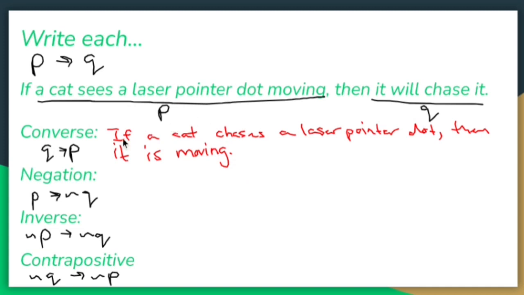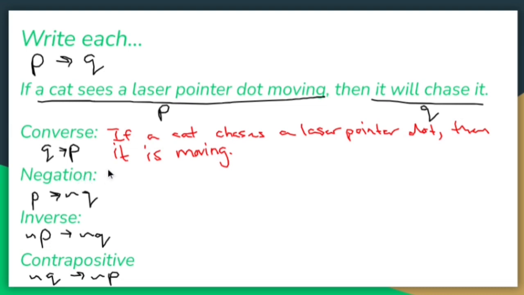So what you saw me do here is I moved some words around to make the sentence make sense. If I were just to go in reverse and say, if it will chase it, then a cat sees a laser pointer dot moving. That's not wrong, but this just sounds better. If a cat chases a laser pointer dot, then it is moving. I'm kind of happy with that.